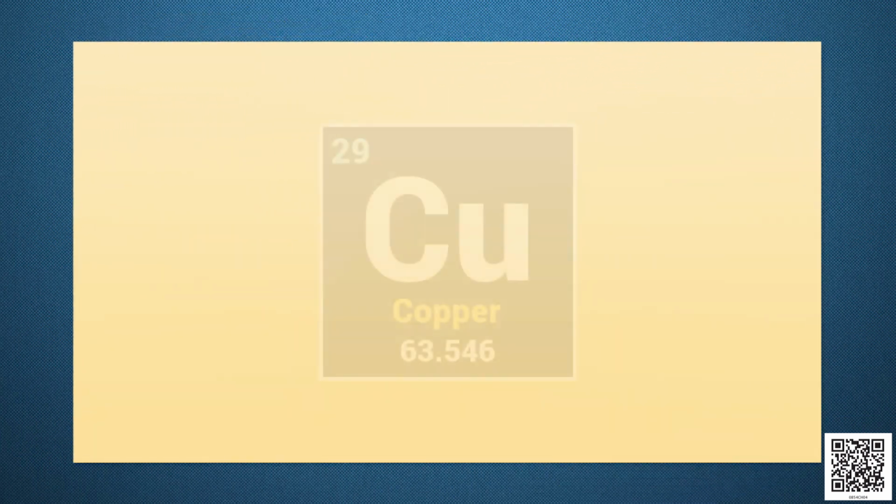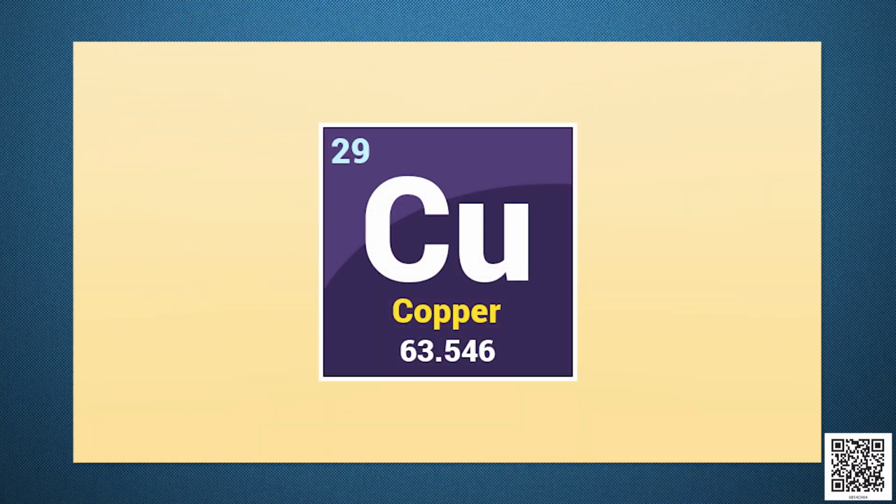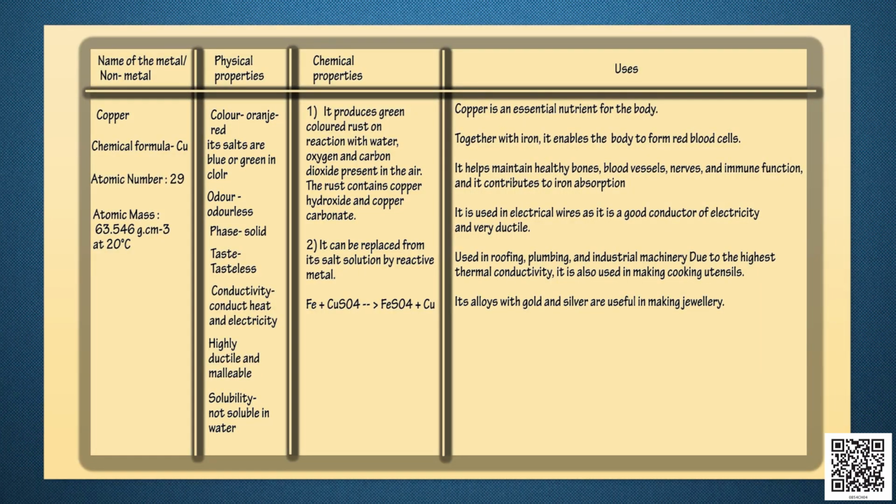To make an index card, we need to take a square cutout of cardboard sheet. On the front of the index card, paste the picture of the metal or non-metal you want to select. On the back side, write the information related to the respective metal or non-metal such as physical properties, chemical properties, uses, etc.